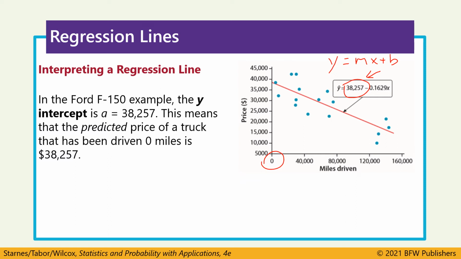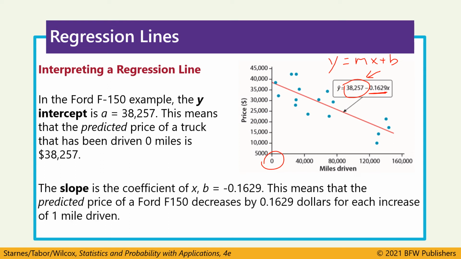The slope, which is this other value, the one that's next to the x, is telling us how much that y predicted value is going to change each time x goes up by 1 unit. So in this case, that means that the predicted price of a Ford F-150 decreases, because it's negative, by $0.1629 every time that truck is driven 1 additional mile.